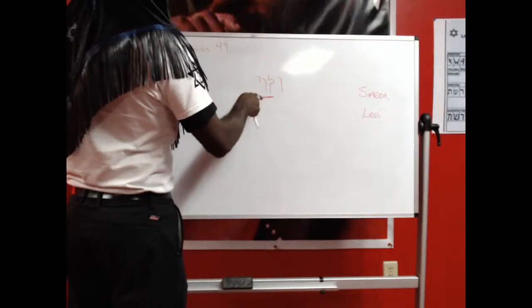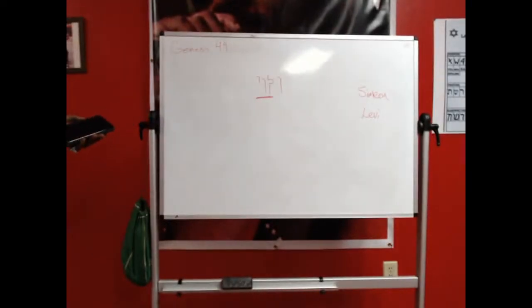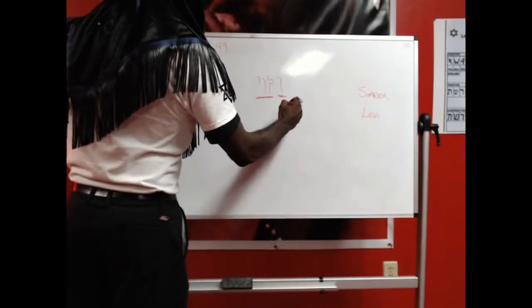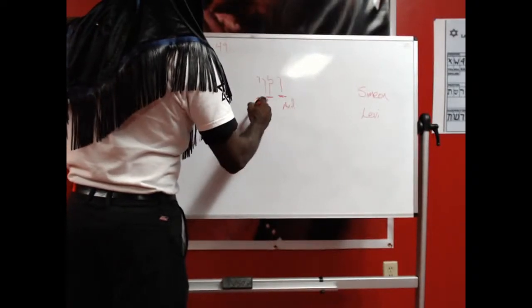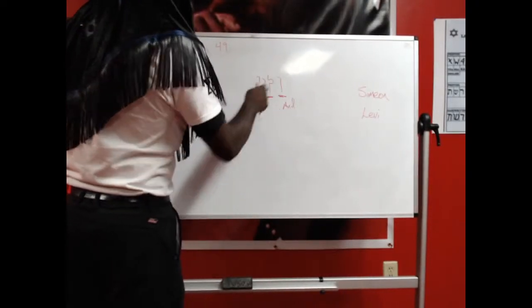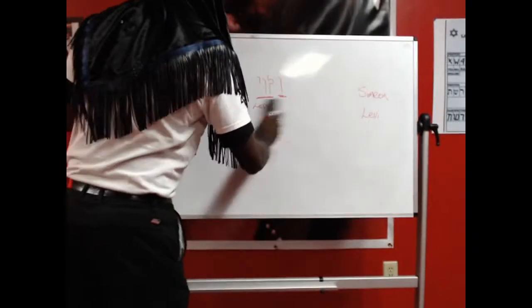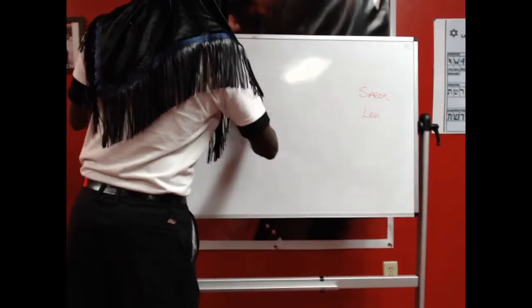But the root word is lawyer. The root word is lawyer. Alright? But with that wa on it, it makes it and. So it's and Levi. That's what it is. Wa lawyer, and Levi. Alright? But when we drop that wa, it's just lawyer. Alright? Make it bigger.